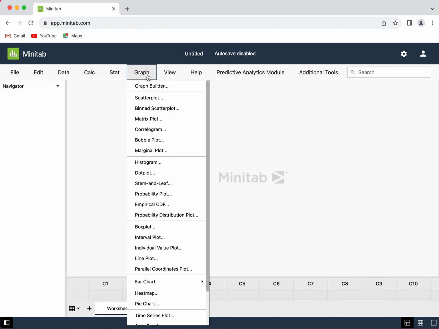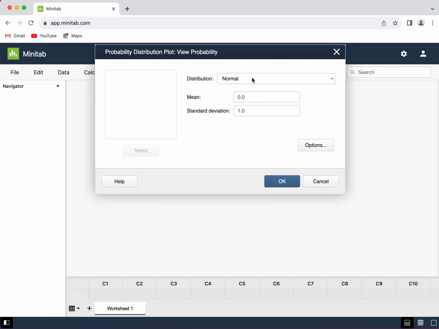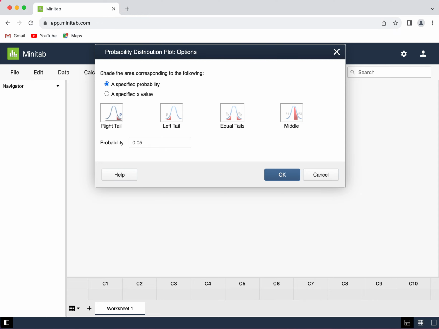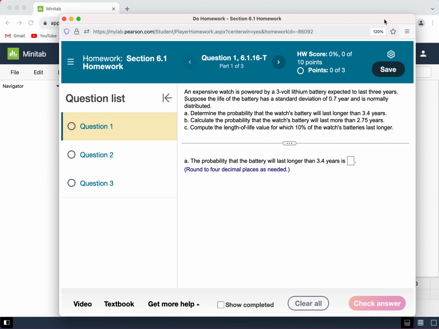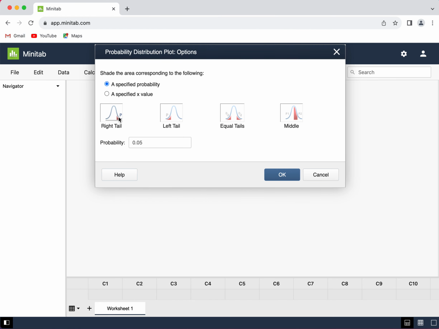We're going to go to Graph and go down to Probability Distribution Plot and click on View Probability. We can leave this set at normal, and then we're going to enter the mean and standard deviation from our problem. The mean was 3 and the standard deviation 0.7. Then we click on Options. So now we are looking at the question to help us fill in this menu. We want to know the probability that the battery will last longer than 3.4 years. So longer than 3.4 means that we are doing a right tail because we want values greater than 3.4.